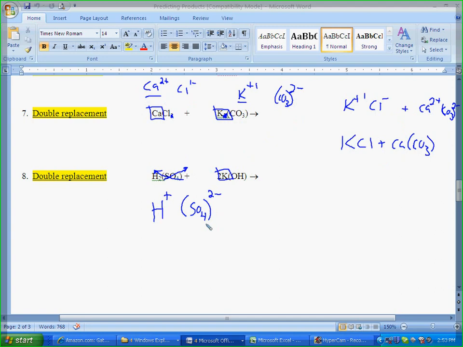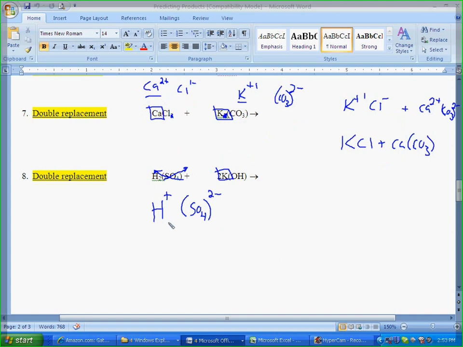And I try not to use crisscross too much because I want you to understand that all you're trying to do is make it balance. If this is a +1 and this is a 2 minus, how many of these do you need so that it's equal? You need 2. You need 2 H's. For some people, that is so much easier than the crisscross method. Yeah, that's what I was thinking. Yeah, absolutely, and please do it that way.